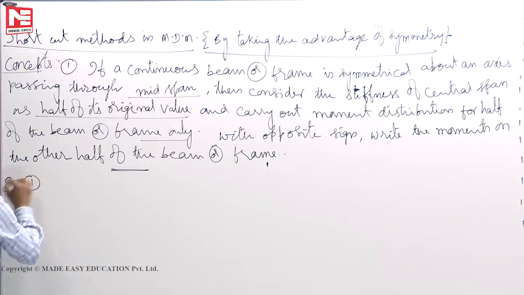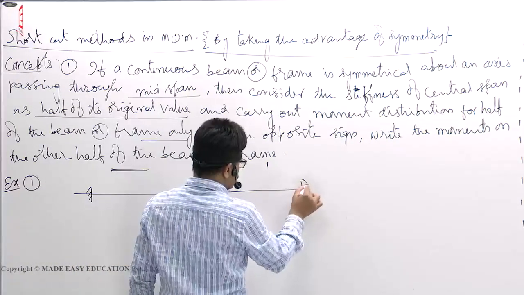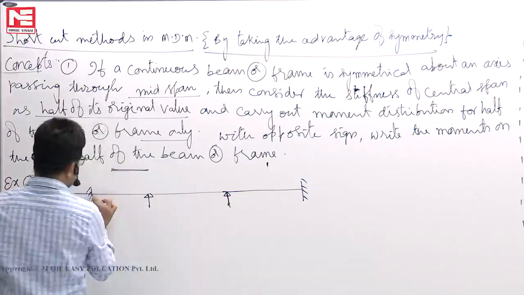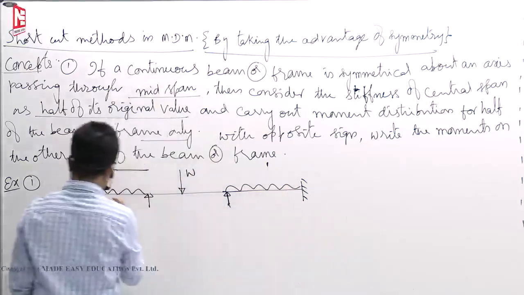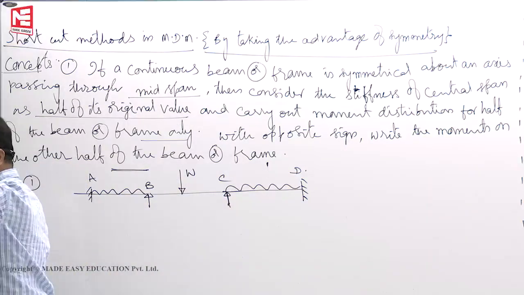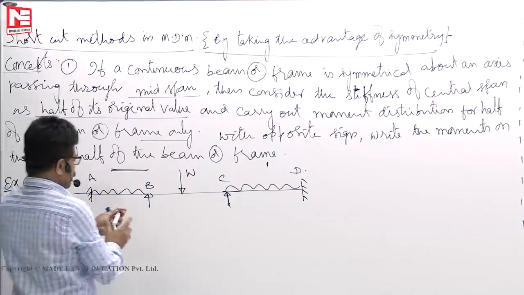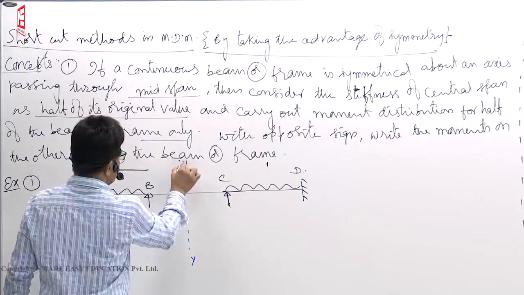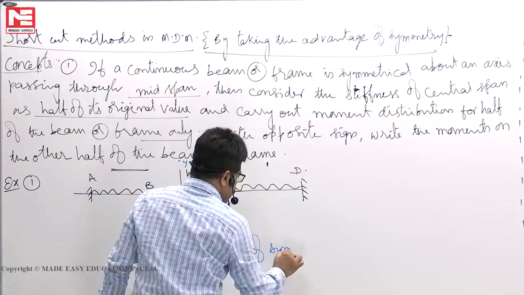Example, first one, we will take one beam, let us say. Assume that we have a continuous beam like this, subjected to some UDL here, a central point load W, some UDL, something like this, say A, B, C, D. Okay. Now, the axis of symmetry is here. This beam is symmetrical about an axis passing through midspan. This is the YY axis and this is your axis of symmetry.